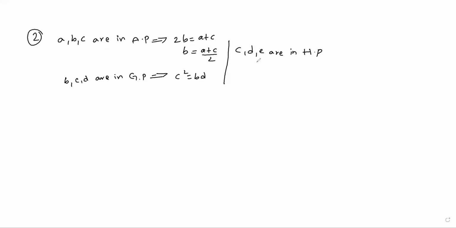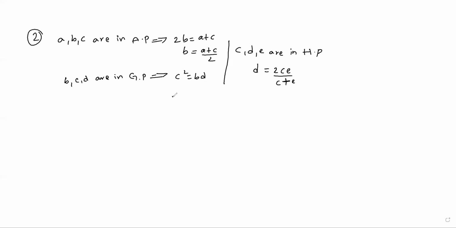Now, when three numbers are in harmonic progression, we know the condition: D is equal to 2CE by C plus E. Generally, when A, B, C are in HP, B equals 2AC by A plus C. But we need to find in which progression A, C, E will be. That means we need the condition in terms of A, C, E values.